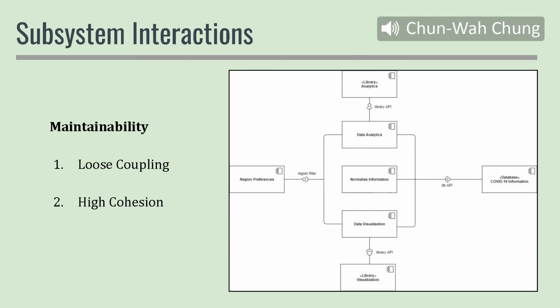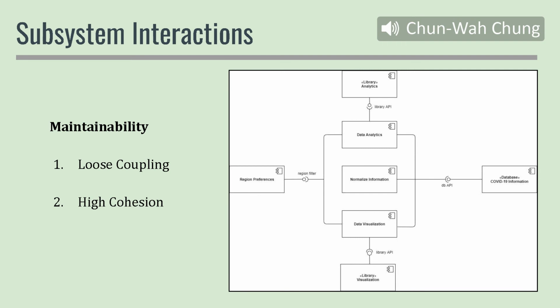Visualization and analytics components will interact with region preferences. This information is used to get a range of COVID-19 information from a database. This data is transformed through interactions with external libraries. Normalization deals with incoming data. The purpose is to make the data usable for visualization and analytics libraries.